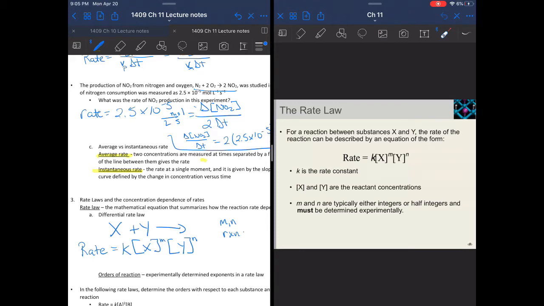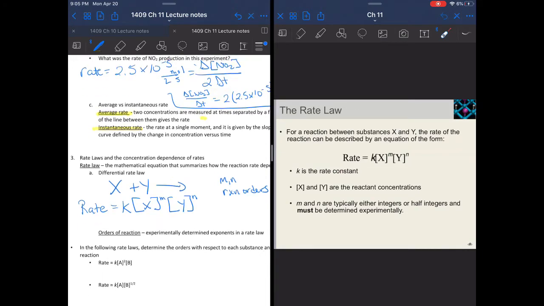So m and n are reaction orders. m and n must be determined experimentally. They have nothing to do with the balanced equation, though sometimes that will match up. You have to determine them experimentally, and we are going to cover that.